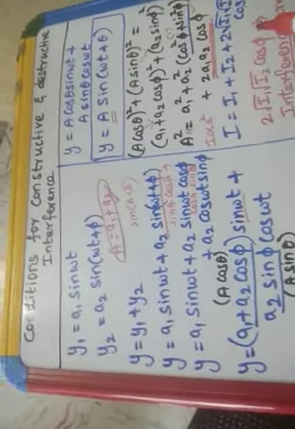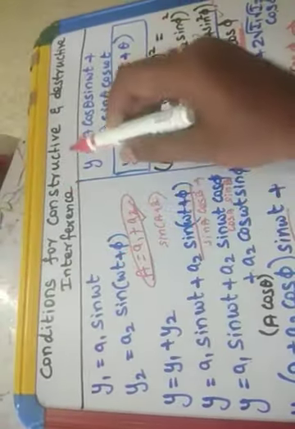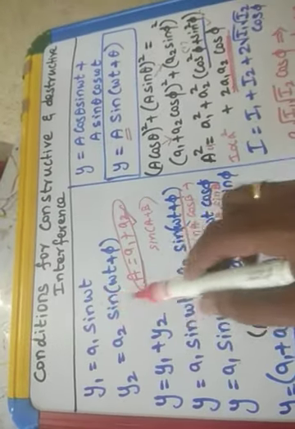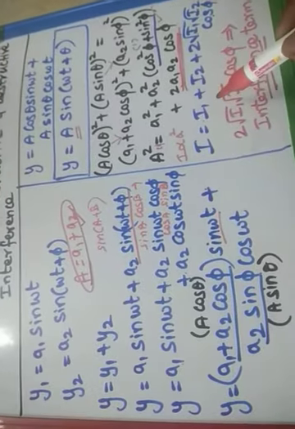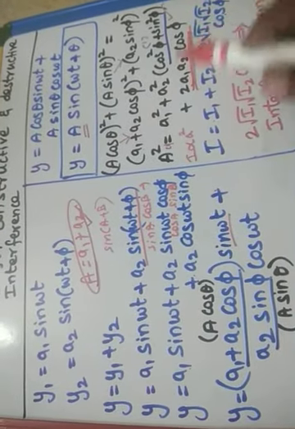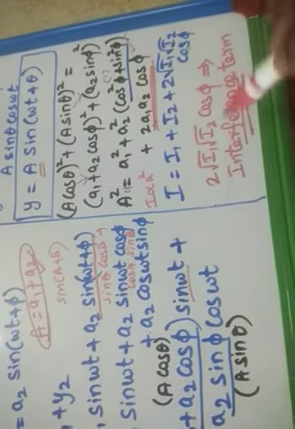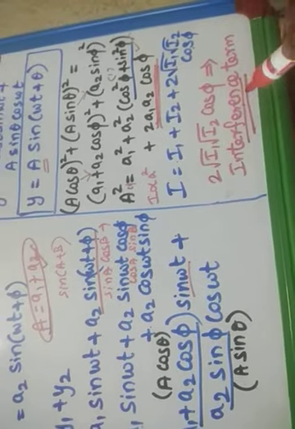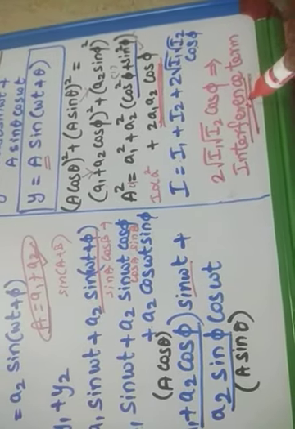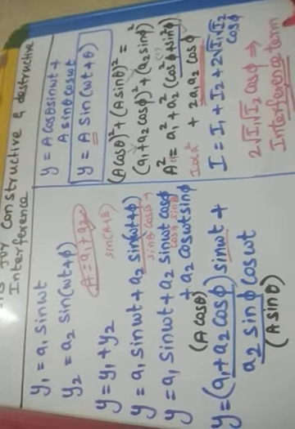Okay, very simple, students. So we can take the conditions for constructive and destructive interference with two waves. By using the simple trigonometric formula, we come to the conclusion that in the addition of two waves, not only the amplitudes add, along with that an additional interference term arises. This additional term is the reason for interference in the superposition of two light waves.